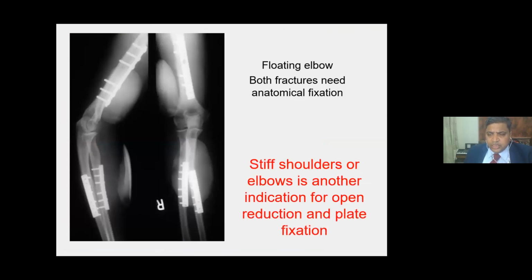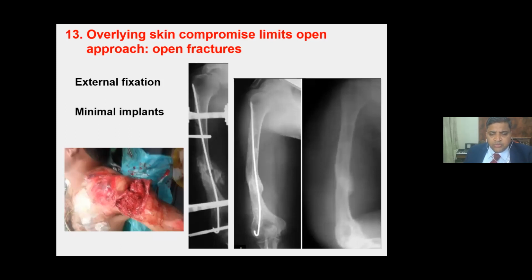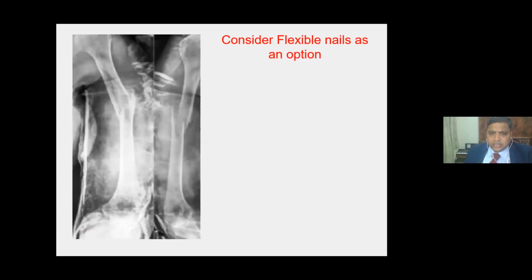One important thing: if the patient has a humeral fracture with a stiff shoulder or elbow, then again plating becomes your choice of fixation, because with stiff ranges of movement, you will not be able to go for nailing in those kinds of patients. So further, the 13th example: if there is some overlying skin compromise or an open fracture, which limits putting some implants inside, then again external fixation can be used temporarily until the wound heals, followed sometimes by Ender nails, or in another case scenario you can see flexible nails as an option.